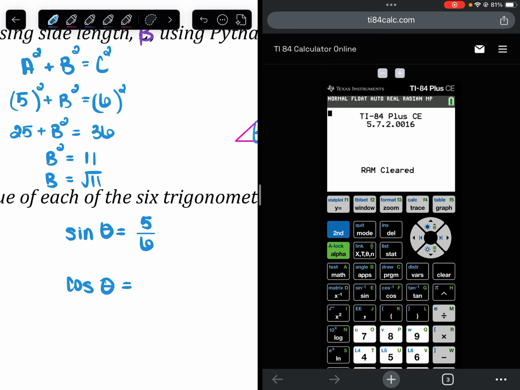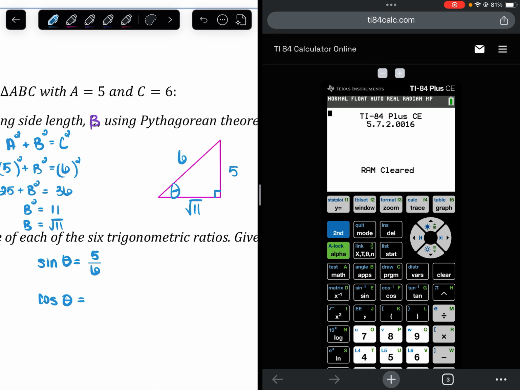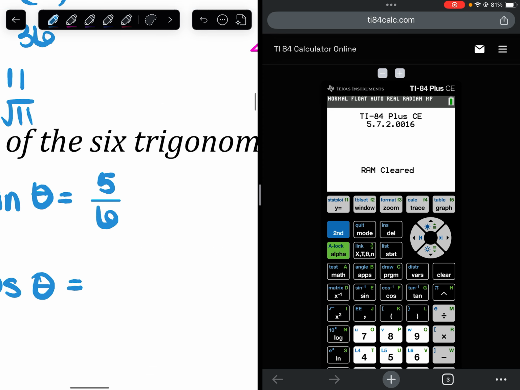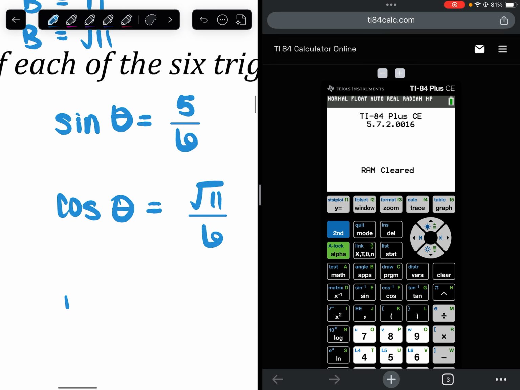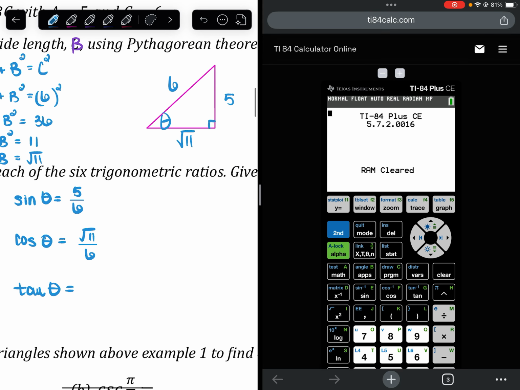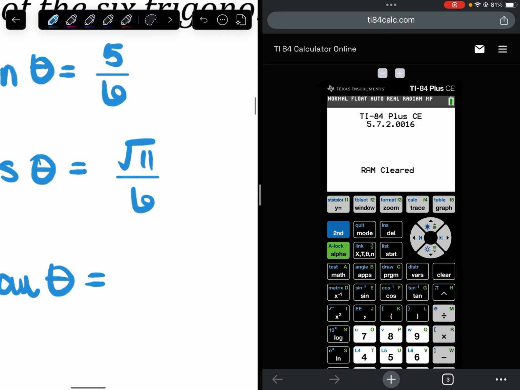Cosine, if again, look at the definition, is the adjacent leg divided by the hypotenuse. The adjacent leg is the square root of 11, so square root of 11 over the hypotenuse 6. Tangent of theta is the ratio of the opposite leg over the adjacent leg. Opposite leg means opposite the angle, so that is 5. Adjacent leg, square root of 11. So 5 over square root of 11.